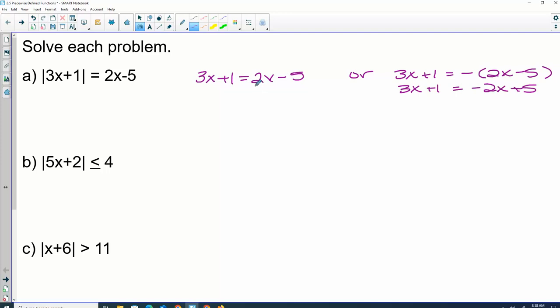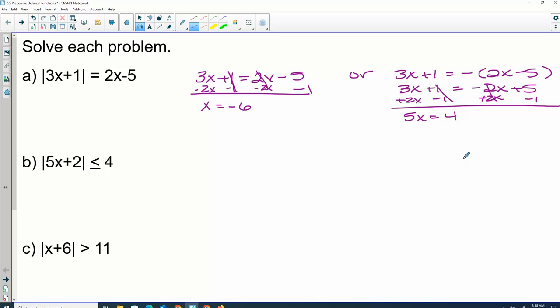So on the first one, if you want to solve, you can subtract your 2x, subtract our 1, so we get x equals negative 6. This one, if I add my 2x, subtract my 1, get 5x equals 4. So if we divide by 5, we get 4/5. Now, I did this problem intentionally because there's one on the homework kind of like this.